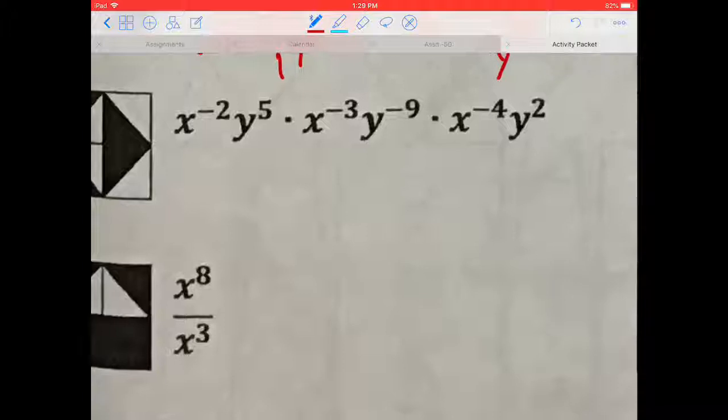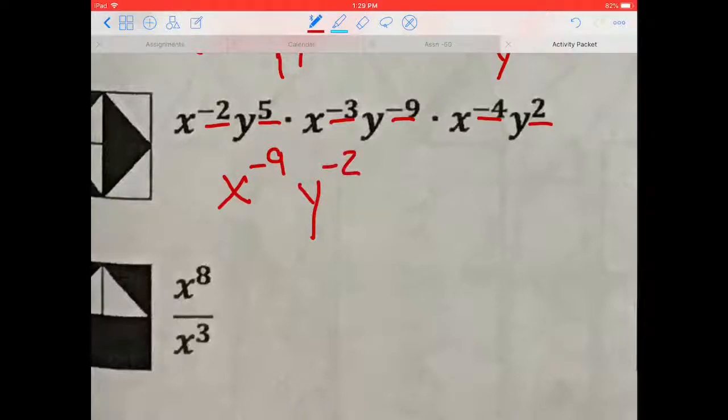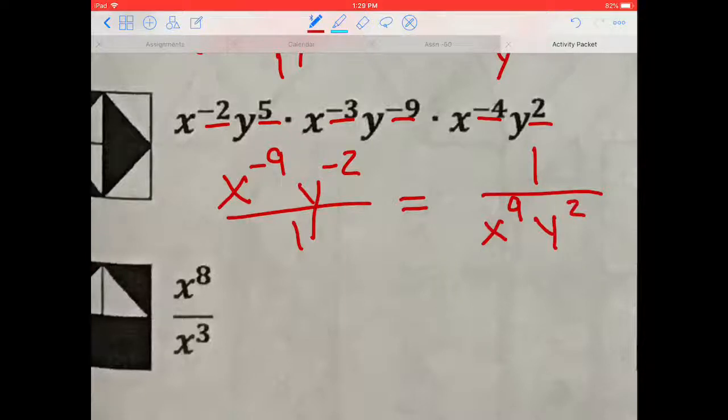All right, next one, x is negative 2 minus 3 is negative 5, minus 4 is negative 9. For y, 5 minus 9 is negative 4, plus 2 is negative 2. So both of these have to cross the line, change the sign. Basically you take the fraction and flip it. X to the 9th power, y squared.